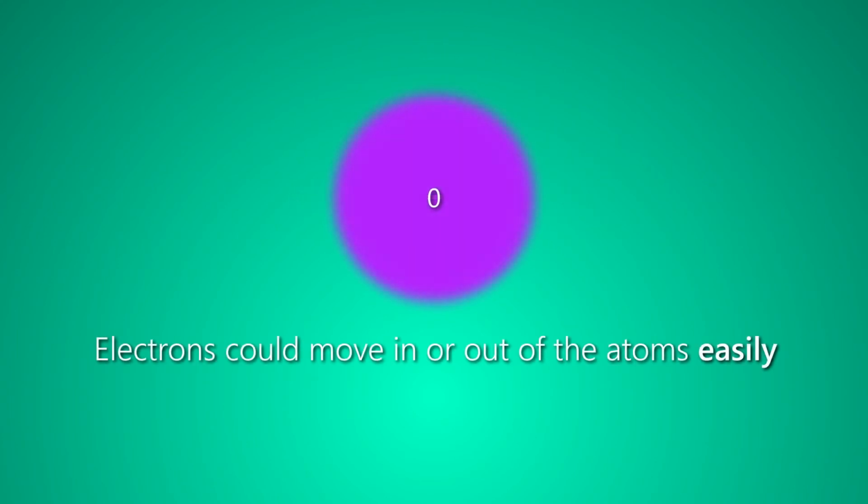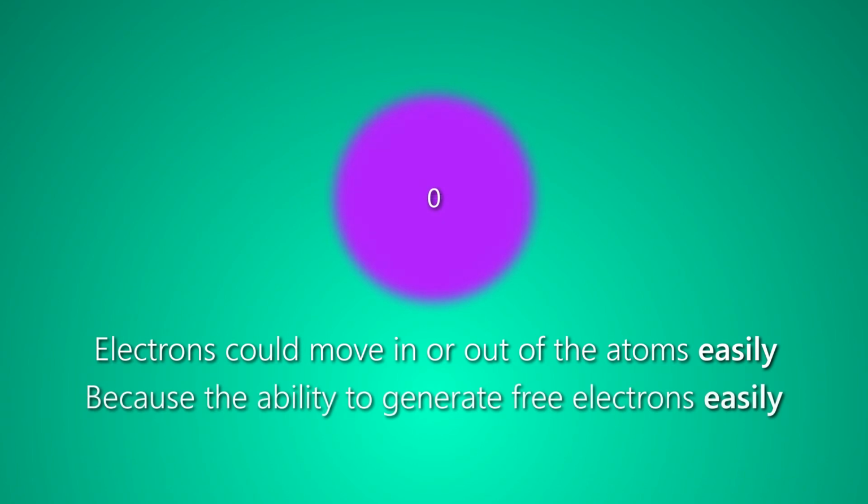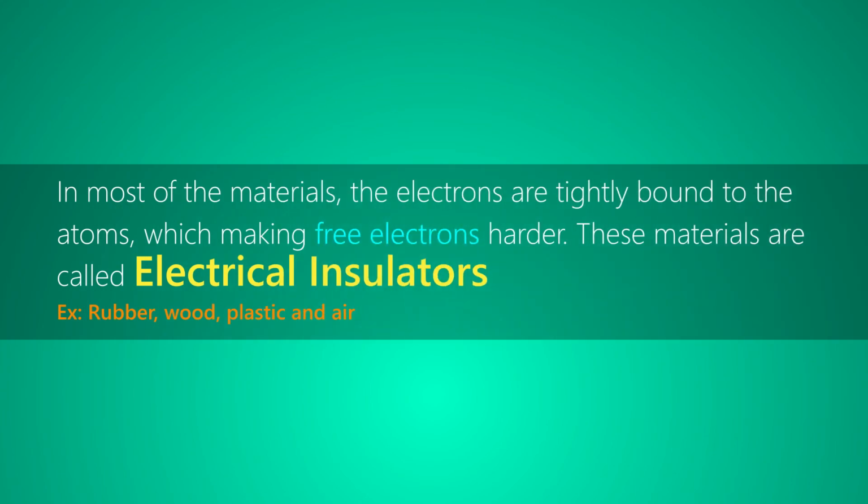Well, sort of. You see, before when those electrons moved from negative ions to positive ions, they did that because those electrons could move in or out of the atoms easily, because of their ability to generate free electrons easily. Most materials do not have this ability. The electrons are tightly bound to the atoms, which makes free electrons a lot harder to generate.